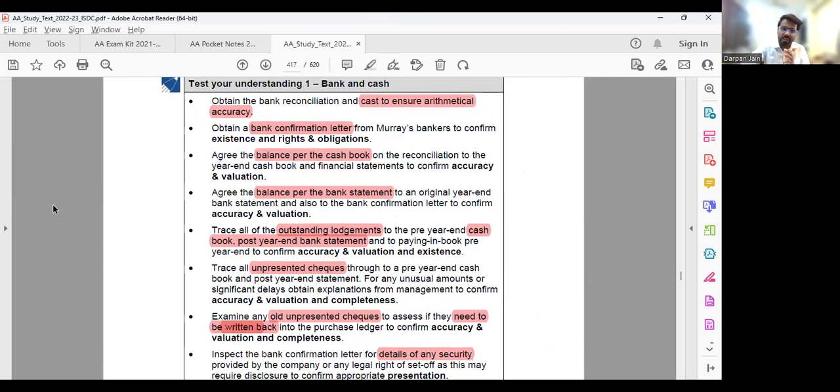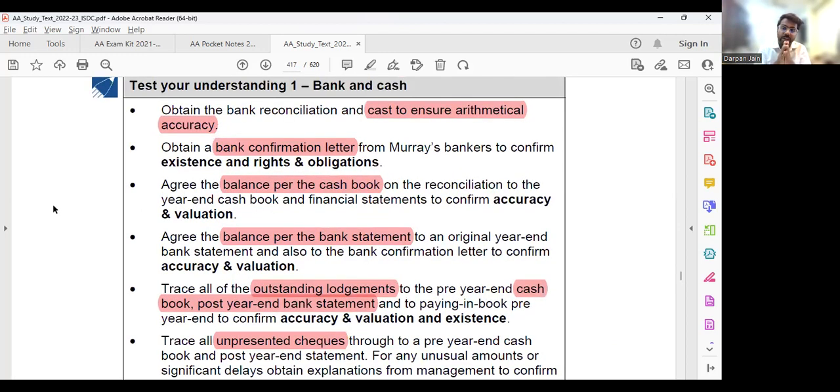What did we see in bank and cash? I'm again explaining it to you. Try to recall. Try to remember these points. You're obtaining a BRS. You're casting it for arithmetical accuracy. You're checking whether the addition, subtraction, everything has been done correctly or not. Next, you're obtaining a bank confirmation letter from the banker. Next, you're matching the balance as per cash book and BRS to the cash book and financial statements. You're matching the balance as per bank statement and BRS to the bank statement and to the bank confirmation letter.